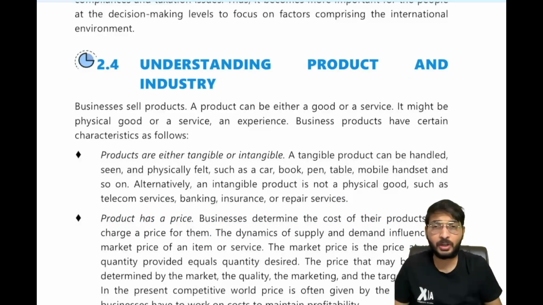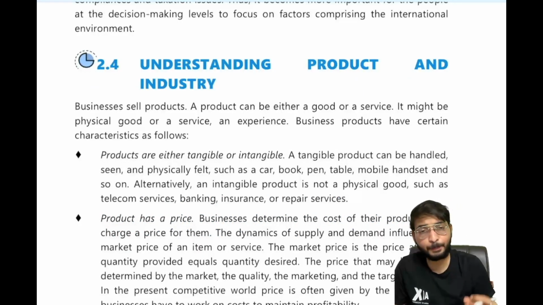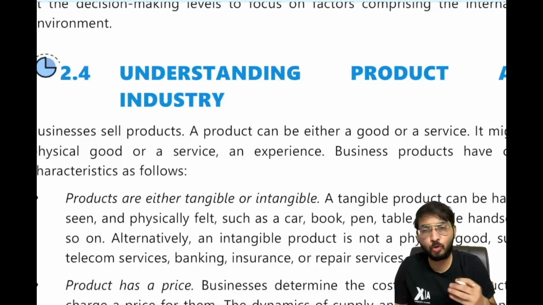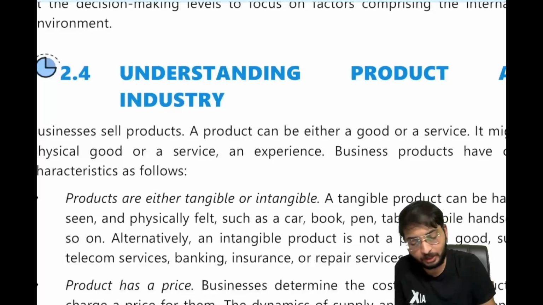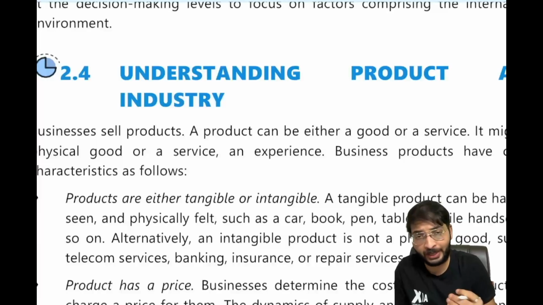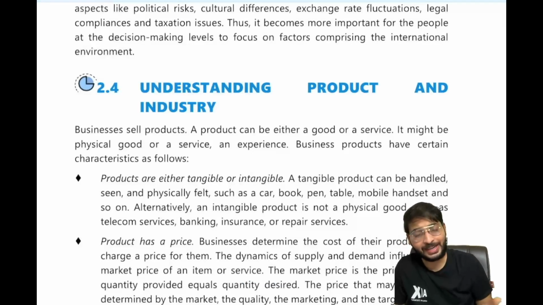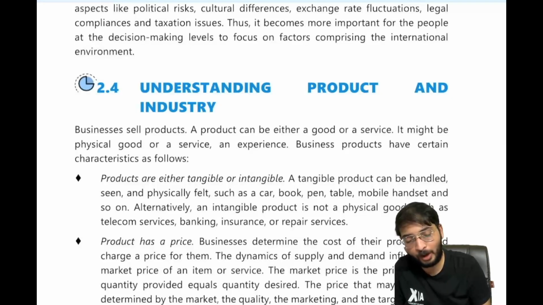So next is understanding the product and industry. So what is industry? Industry is a group of similar companies. Example, in the apparel industry H&M, Zara, all this comes under apparel. Automobiles, Tata, Maruti, all this comes under the industry. So a very basic question, what are products? It is either tangible or intangible. What are tangible products? One which can be seen, which can be touched. What are intangible products? Like your services.